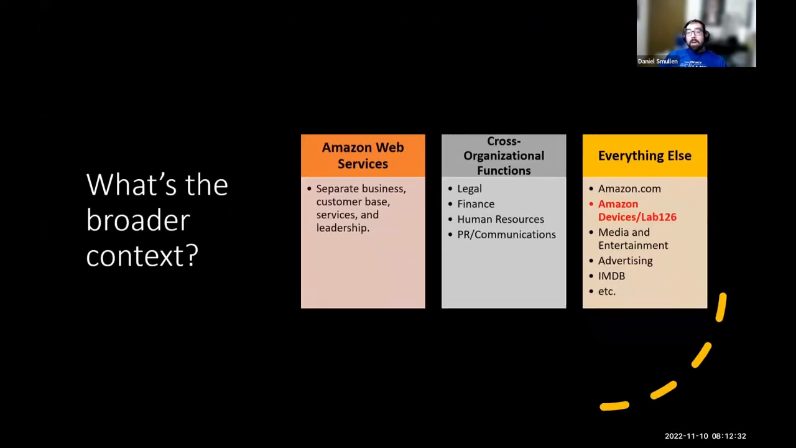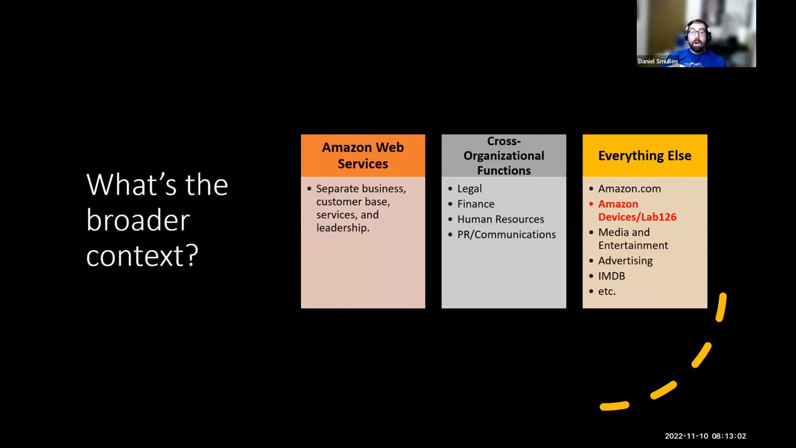So then what's the broader context? Where do I actually sit within this mega corporation of Amazon? For those who don't know, Amazon's divided into three chunks. There's Amazon Web Services, AWS, and this is a completely separate business. They have a separate customer base. They have separate services. They even have separate leadership. They all report to the same CEO and board of directors as Amazon Corporation, but they're a separate entity.